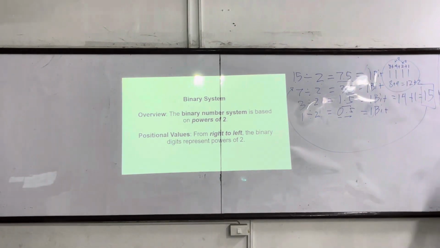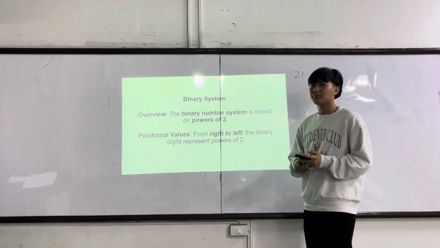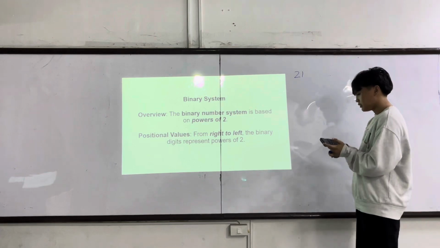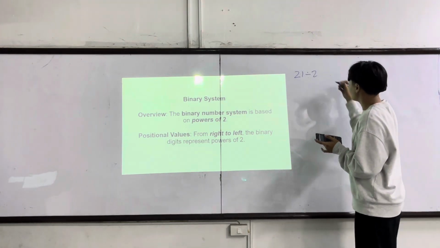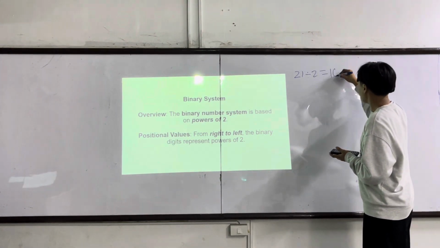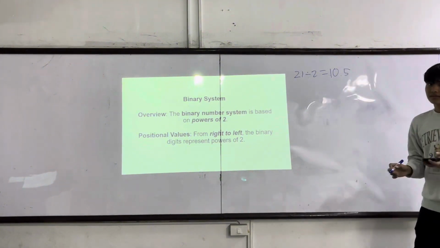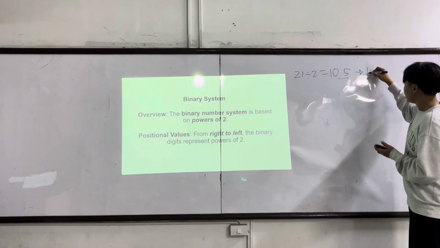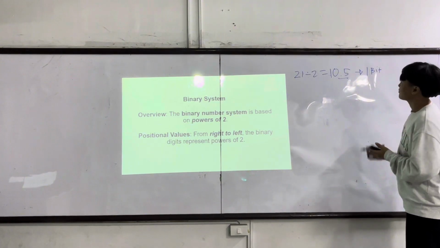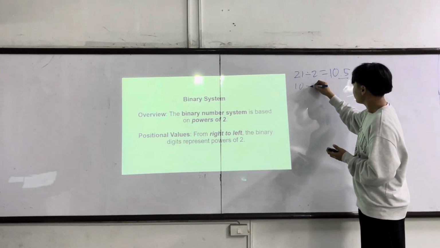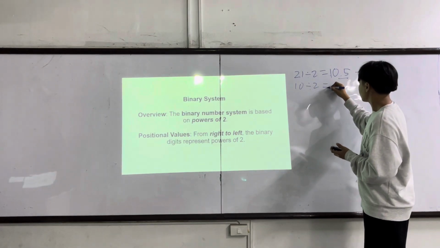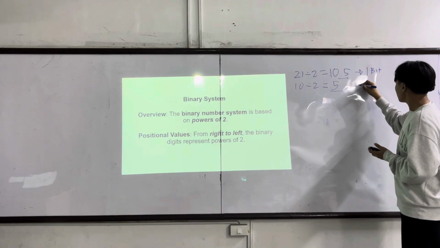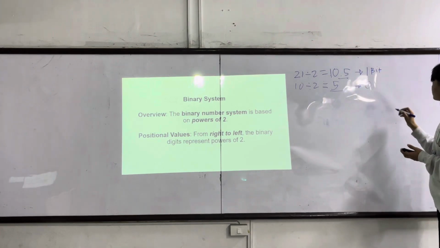Let's have another example: 21 divided by 2 equals 10.5. Since there's a decimal, it equals 1 bit. Now 10 divided by 2 equals 5. Since there's no decimal, it equals 0.